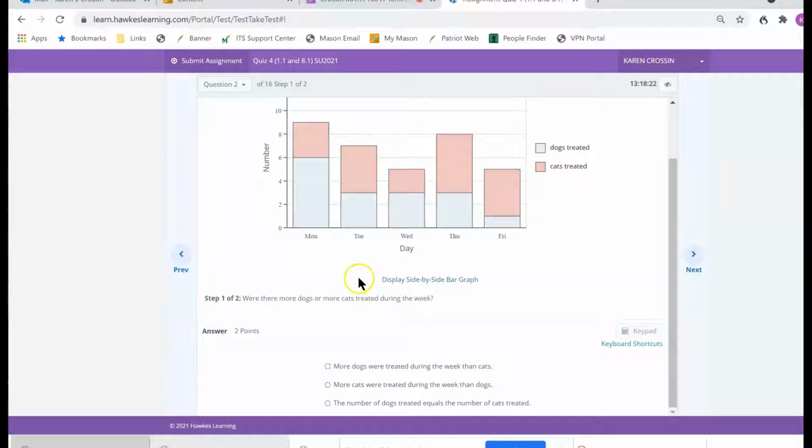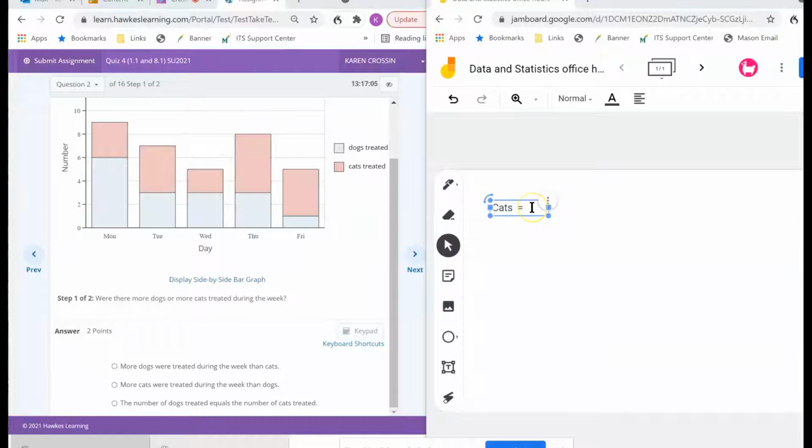Okay, so, all right, this is the graphs that a lot of people don't like. So here's this graph that says cats treated and dogs treated. And I don't like that it's reversed, but whatever. Cats are pink and dogs are grayish. And step 1, were there more dogs or more cats treated during the entire week? So we actually have to already look at the entire week. So I'm going to rearrange a little bit.